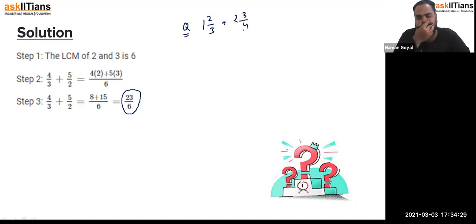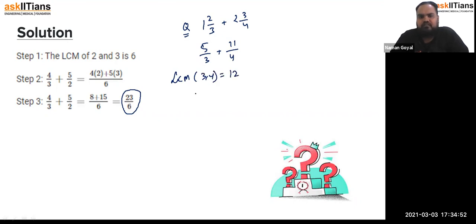Now these fractions are in what? Mixed fractions. So we have to convert the fractions in the form of p by q, right? So it will be 3 into 1, 3 plus 2, 5 by 3. This is plus 2 fours are 8, 8 plus 3, 11, right? 11 by 4. So the LCM of 3 and 4 is 12.